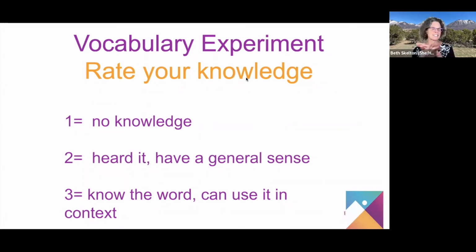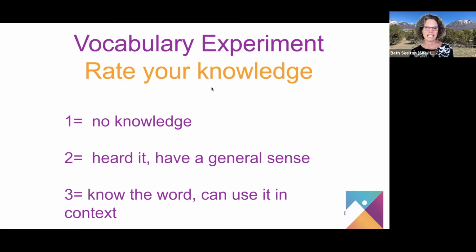And a 1 is you have no knowledge, you've never even heard this word. A 2, you may have heard it, but you only have a general sense, like it's a positive word or a negative word. That's kind of general sense, right? Number 3, you know the word and you can use it in context. So I'm looking for what is your knowledge of 4 of these words.